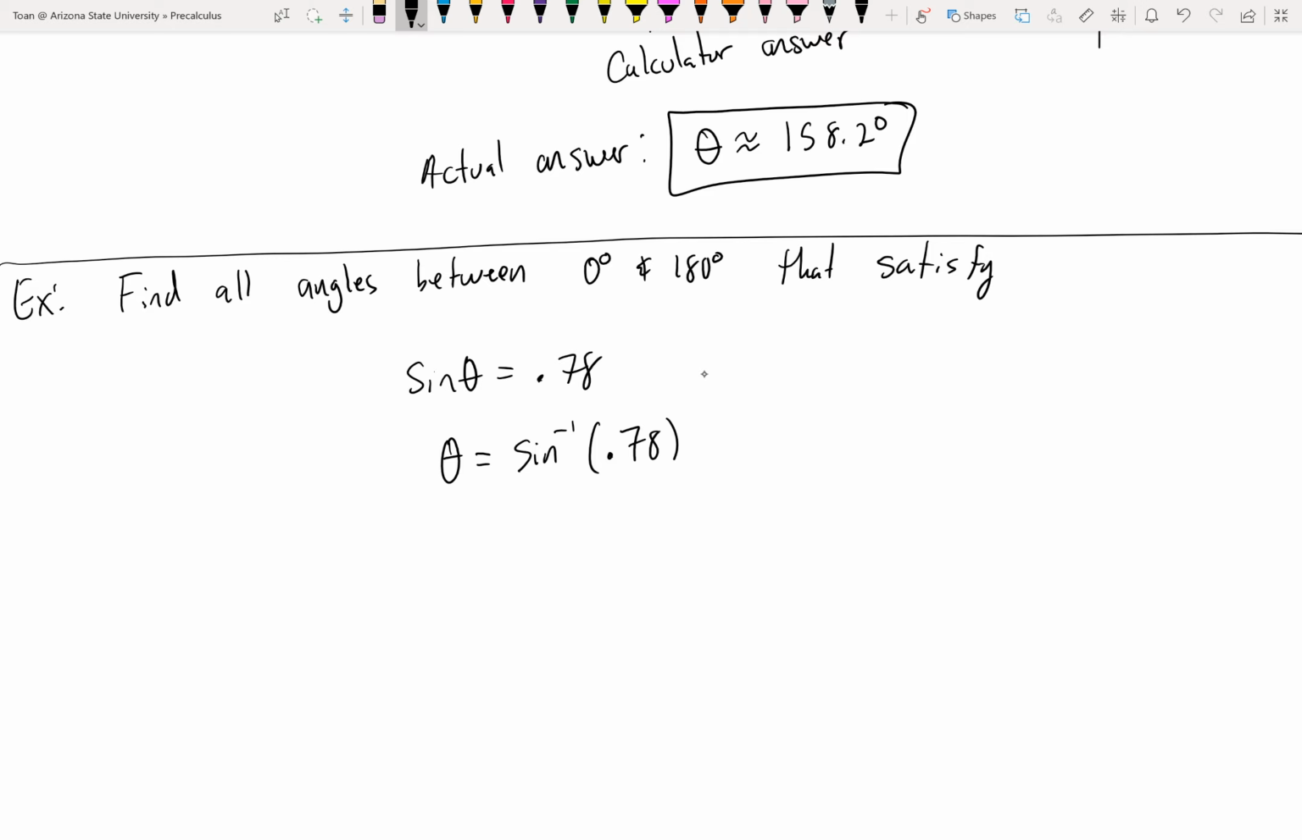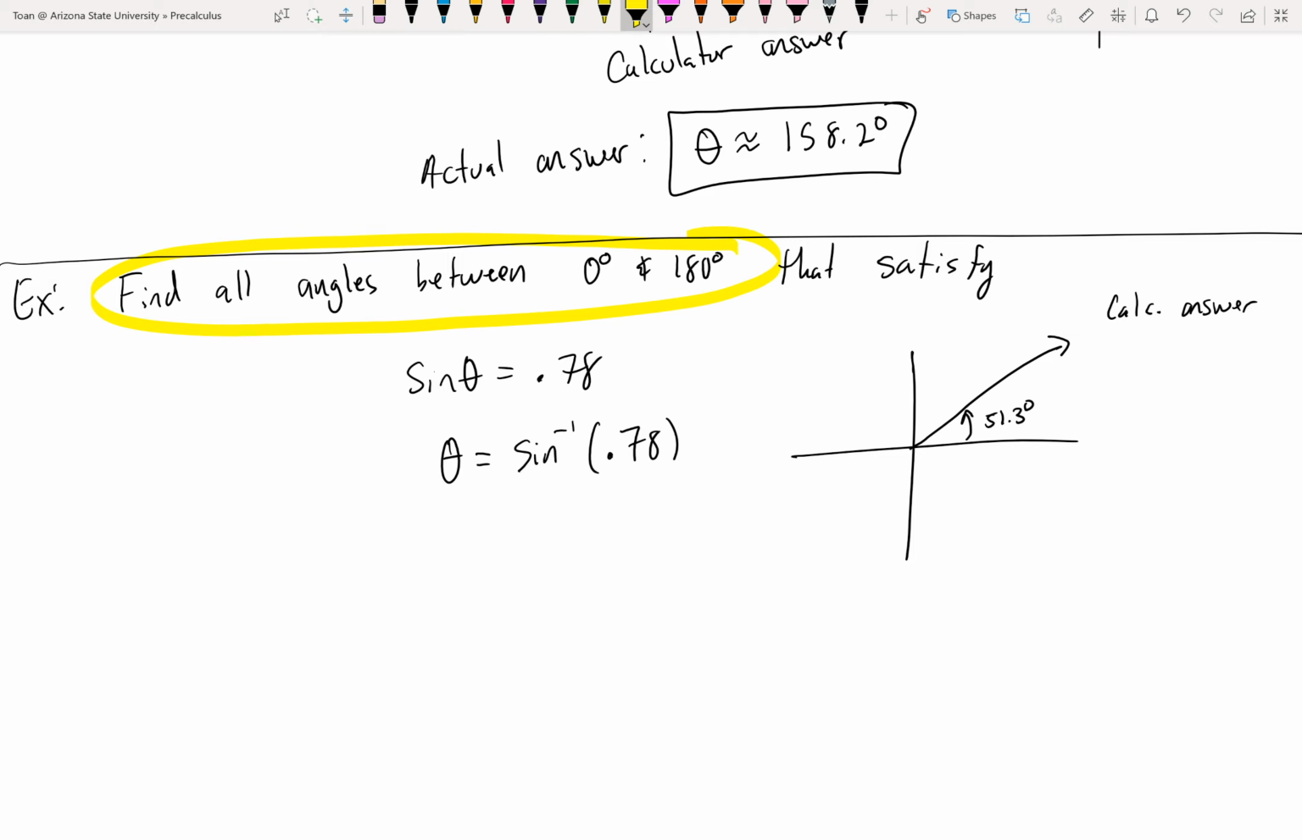I'll reach for my calculator, and my calculator gives me an answer of about 51.3 degrees. So this was our calculator answer. But I have to answer the actual question: find all angles between 0 degrees and 180 degrees.